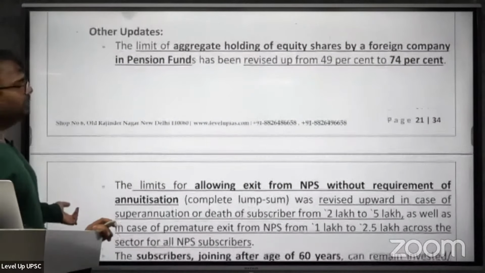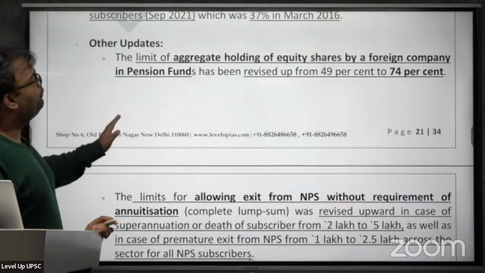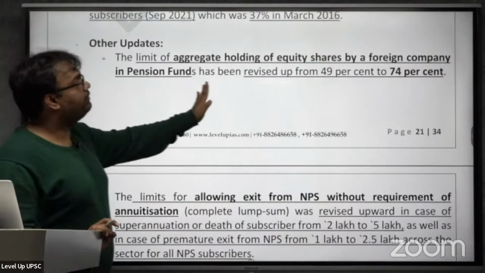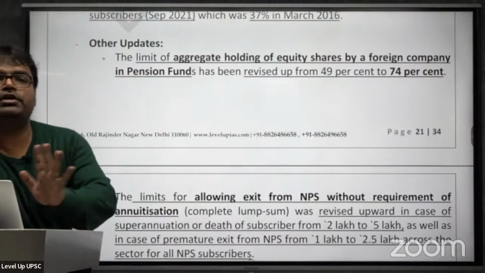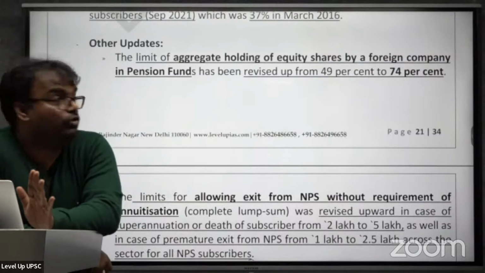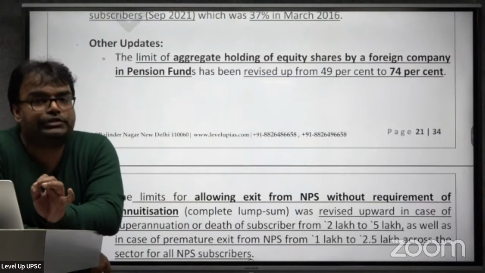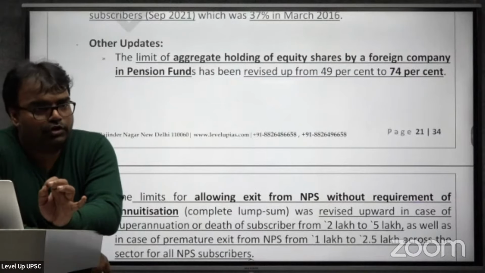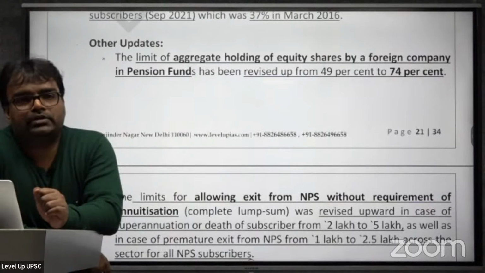There are some other updates which you should have an idea about. The limit of aggregate holding of equity shares by a foreign company in a pension fund has been revised up from 49% to 74%. That is, foreign companies in an insurance fund can own up to 74% of the equity share. Earlier, it was 49%. That is, we are focusing on increasing foreign investment in our pension funds.